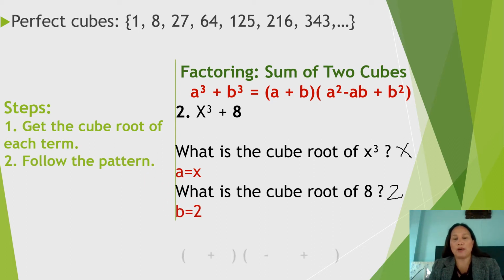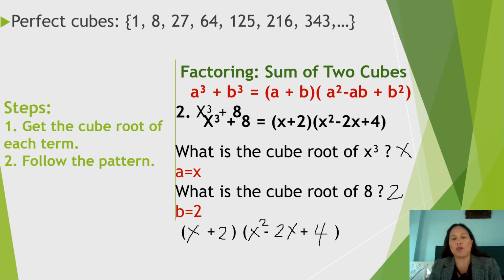So now, we have now value of a and b. We can just plug in here. This is x, and this is 2. First term, square natin yung a, so that is x squared. Sa second term, multiply na natin yung a and b, so therefore 2 times x, that is 2x. And sa last term naman, square lang natin yung b, so 2 times 2, that is 4.